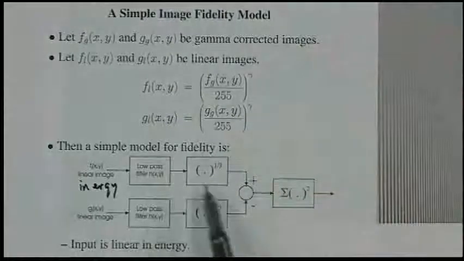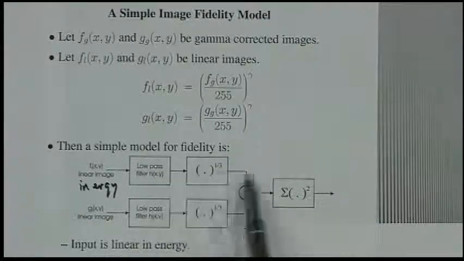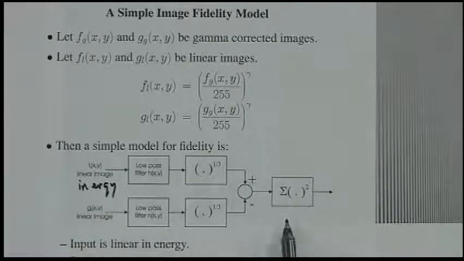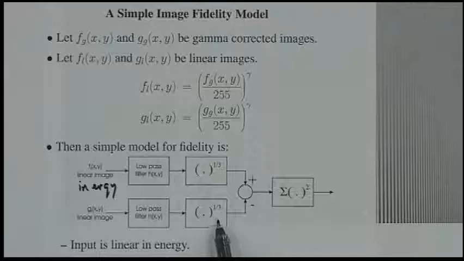Okay, so that much makes sense. Now, what about this raising to the 1/3? Why don't we just take these images, take the difference of what's coming out of these low-pass filters, and sum up the squared difference? It seems like we de-gammaed and now we're re-gamma correcting again. Does anybody have an idea? I know you have an idea.